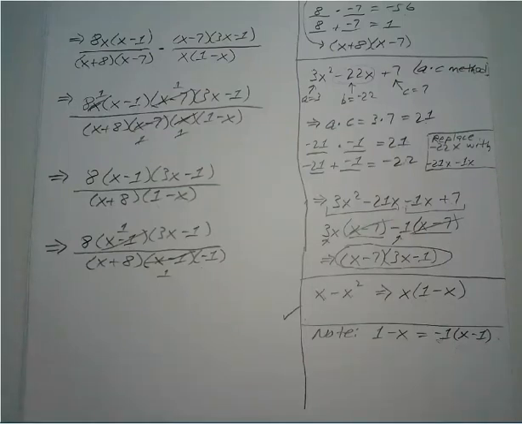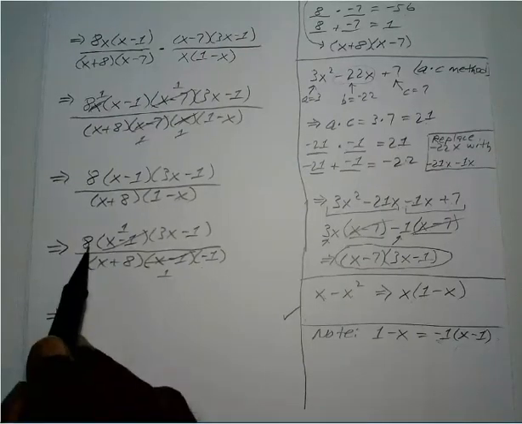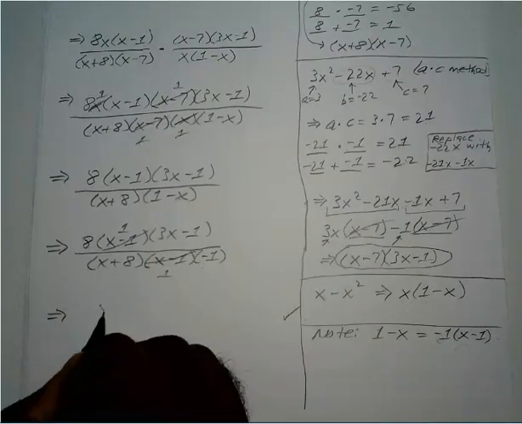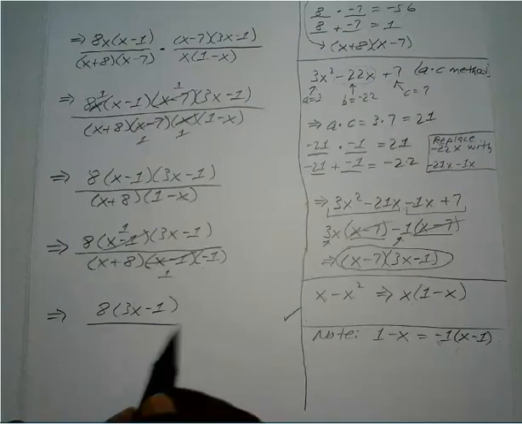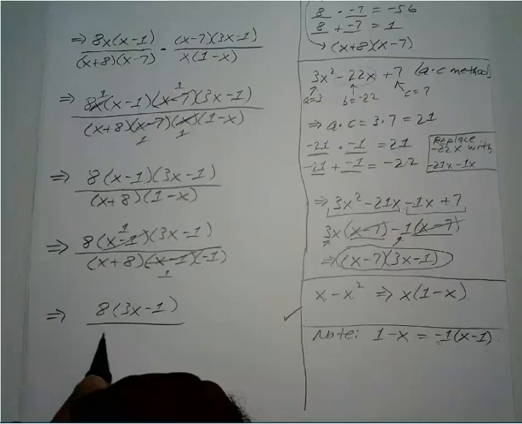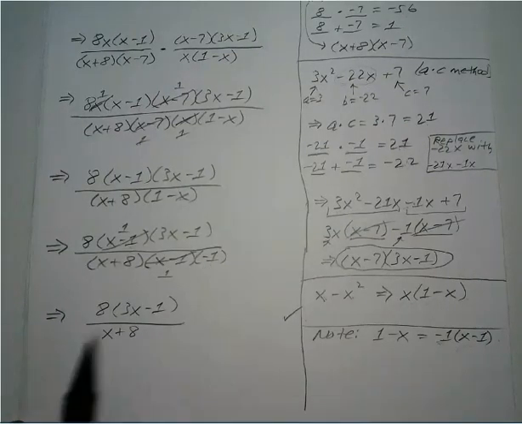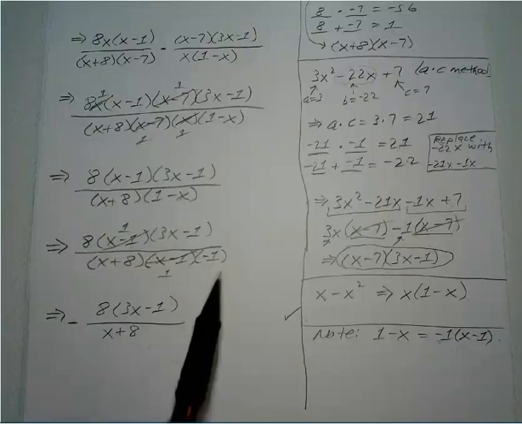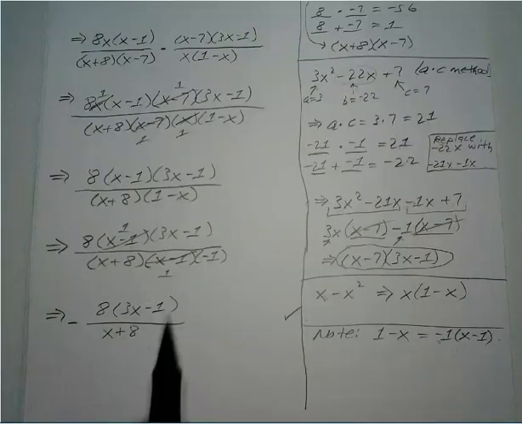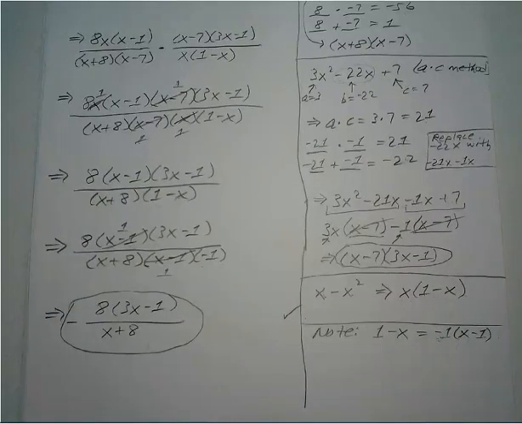That leaves us with 8 times 3x minus 1 over x plus 8 times negative 1. When you have that times negative 1 in the denominator, you can just put the minus right up front. Whenever you have it over that negative 1, just bring it out to the front. So that would actually be your final answer there.